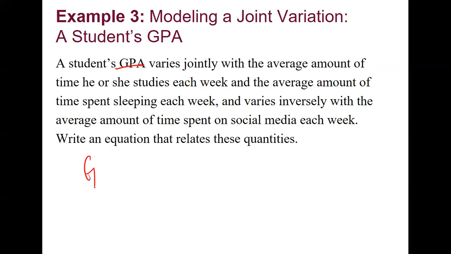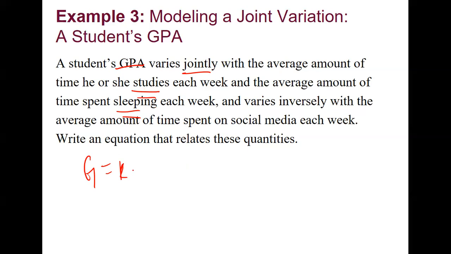So we know GPA equals, and it says it varies jointly with the average amount of time he or she studies each week and the average amount of time sleeping each week. Okay, so we know there's gonna be a K of some sort, right? So our K is in the front. And because it says jointly, I know that that means that the amount of time that I study and the amount of time that I sleep are going to be multiplied, right?